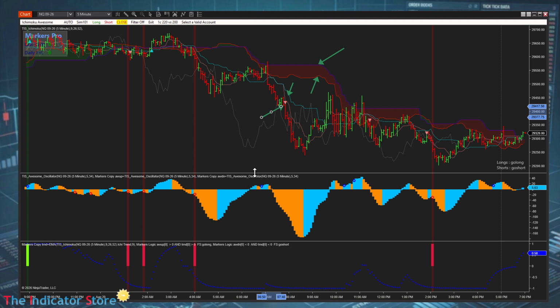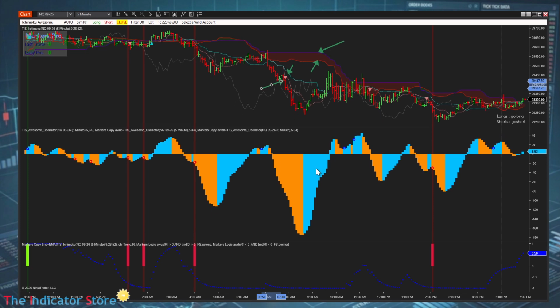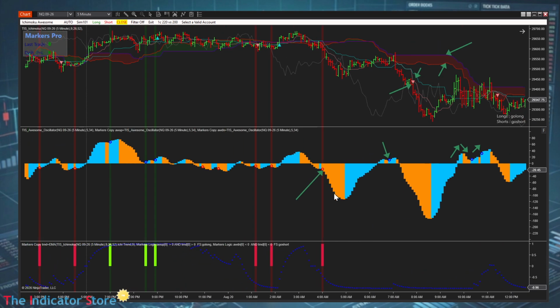And then we have the Awesome Oscillator. Our version of the Awesome Oscillator is also painting signals. And we can see those blue dots with a cyan dot inside, or the red dot with an orange dot inside. Those are the short signals and the long signals of the Awesome Oscillator. We have long signals when we are positive and make a pullback. This is a long signal. And we have a short signal when it is negative, and we have another small pullback.